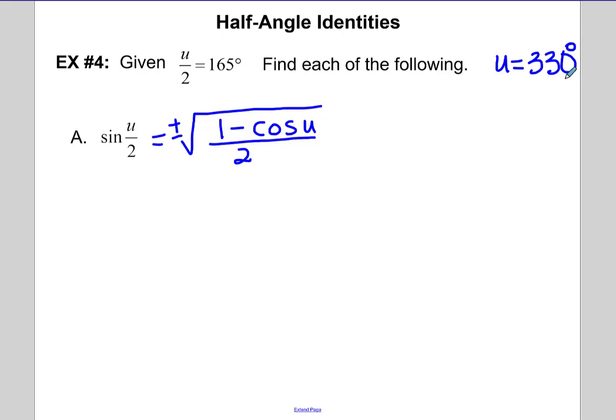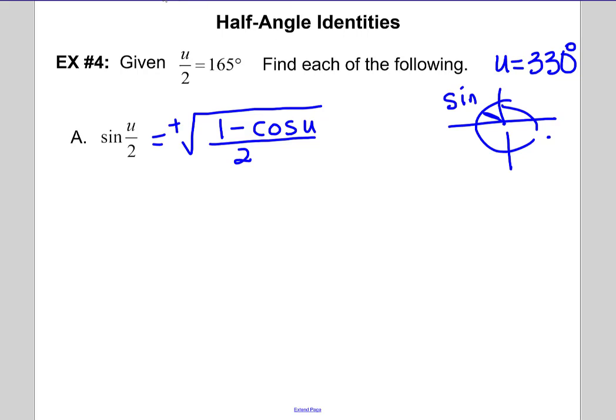So I want to consider where sine of 330 is on our unit circle. 330 is going to be over here. And sine is negative down here, but 165 is up here. And that half angle in quadrant 2, sine is positive. So we want to consider the positive angle, because we're looking at the half angle. So we've got the positive square root, not the u angle, but the half angle in this case.